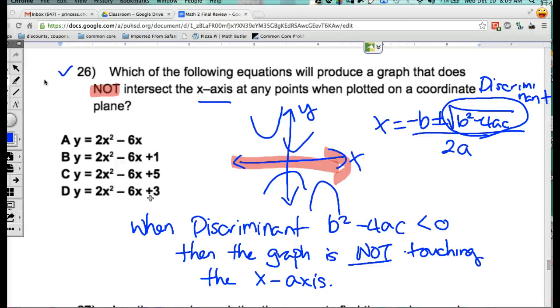So let's take a look. I'm gonna have to go to the next page. I'm gonna go ahead and find the a, b, and c for just option A, okay? Yes.